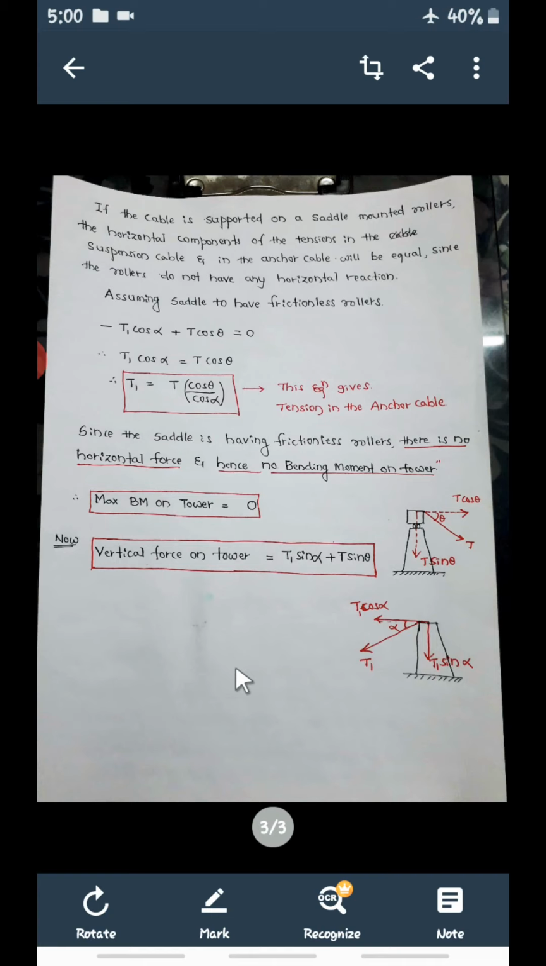I hope you understood this small derivation. In the next session we are going to start with the problems on these conditions.